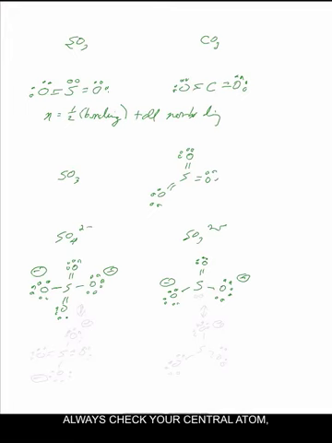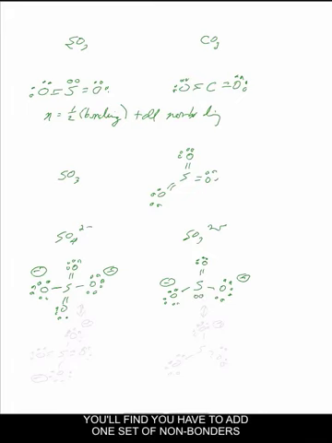Always check your central atom. And if the charge isn't correct, you'll find you have to add one set of non-bonders to give you the sulfite ion. This is going to have a big influence on the shape of that molecule, and that's a topic that we look at later.